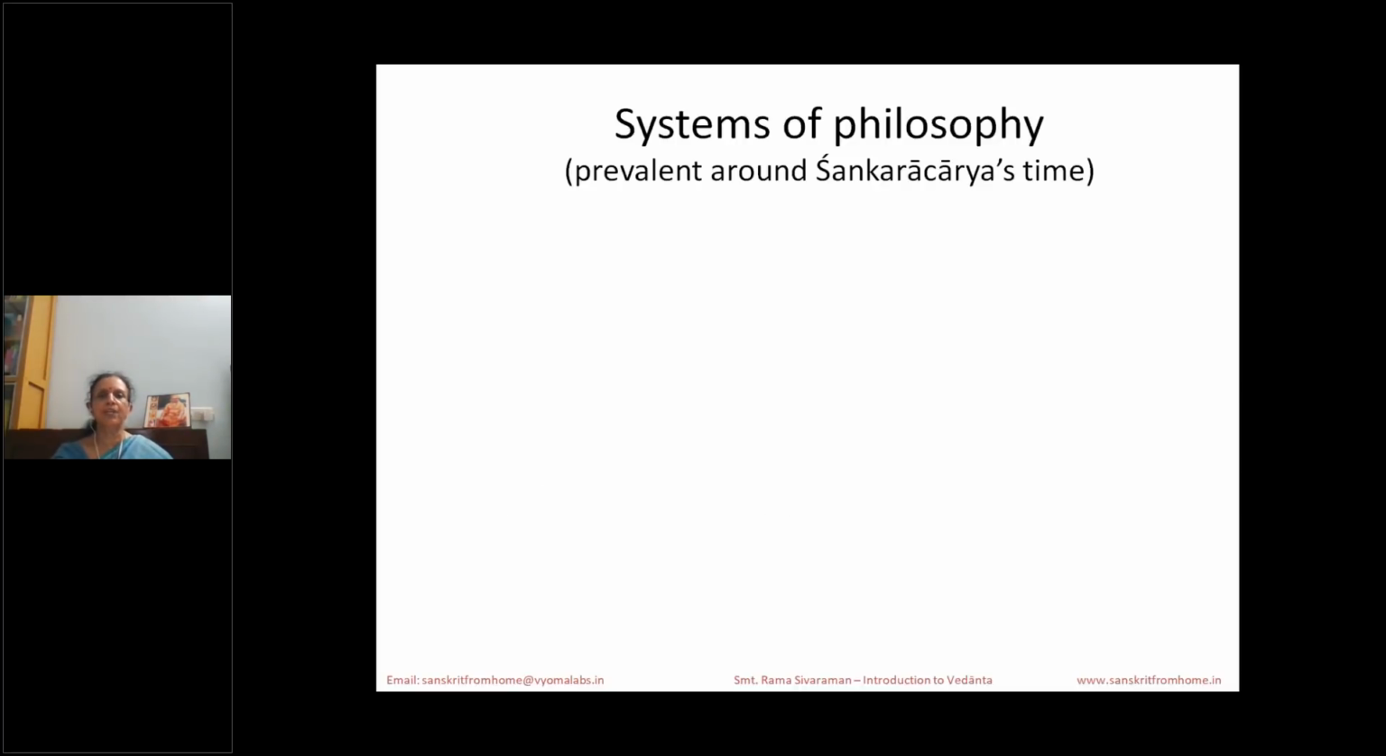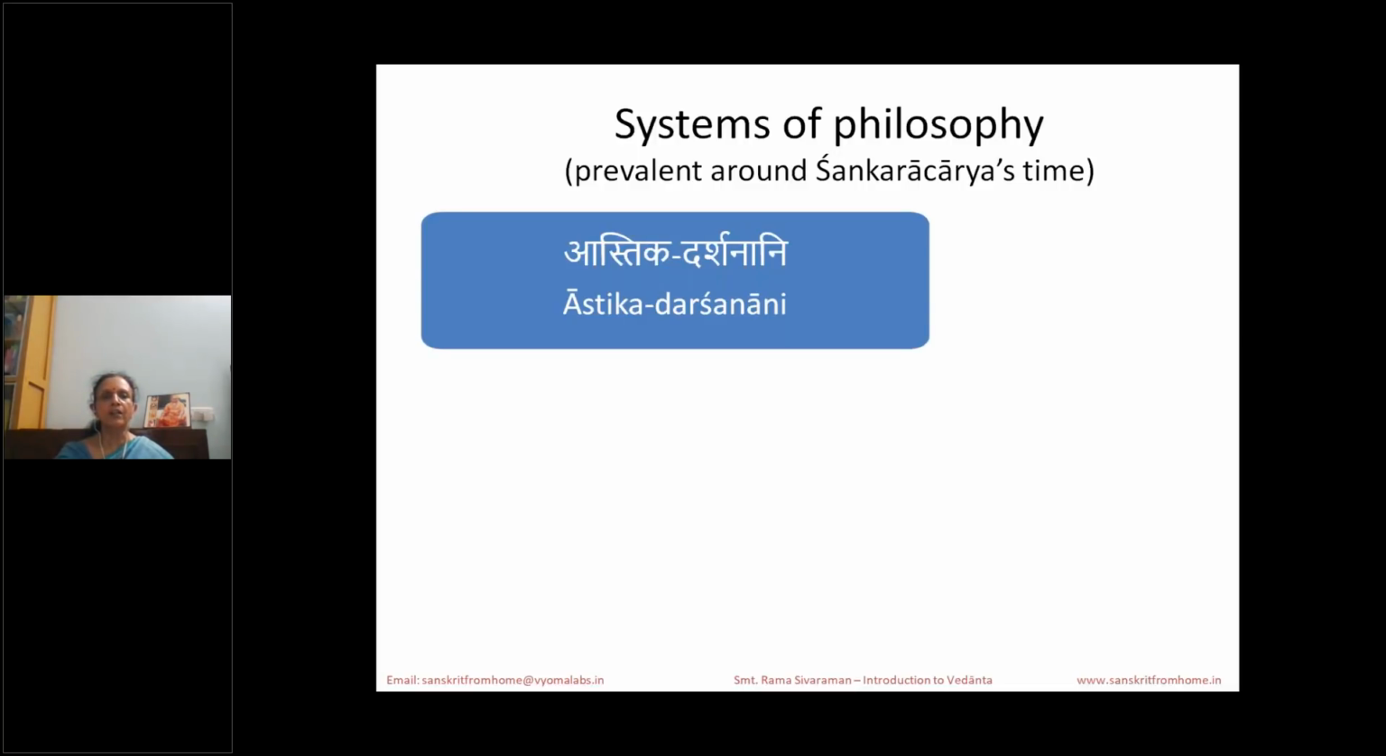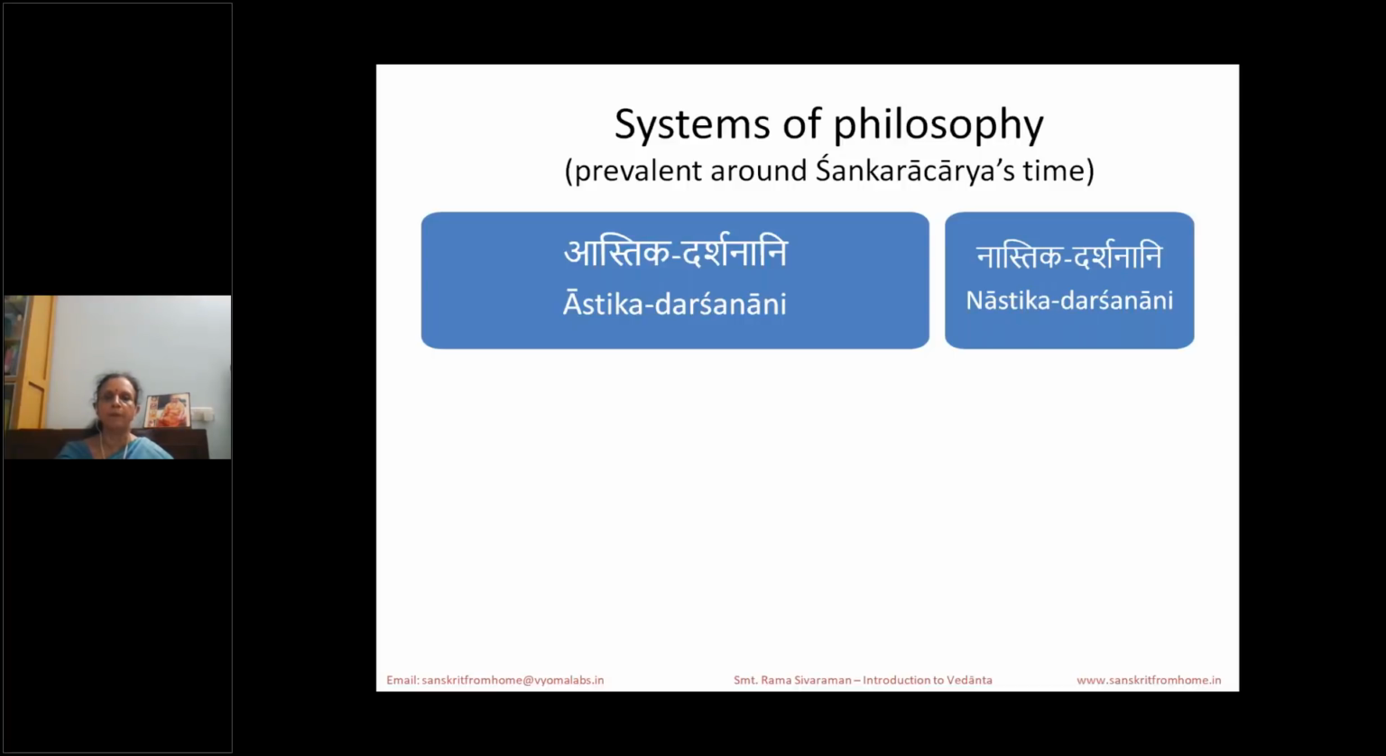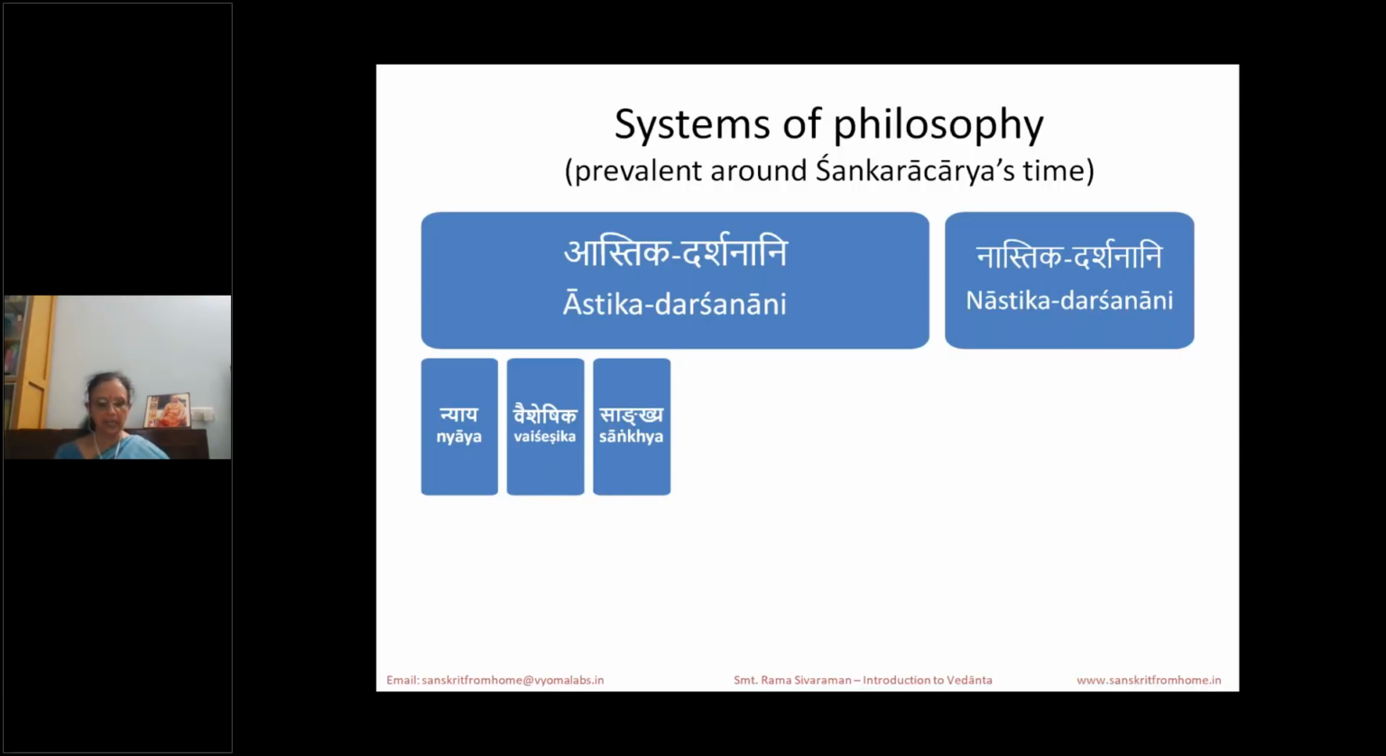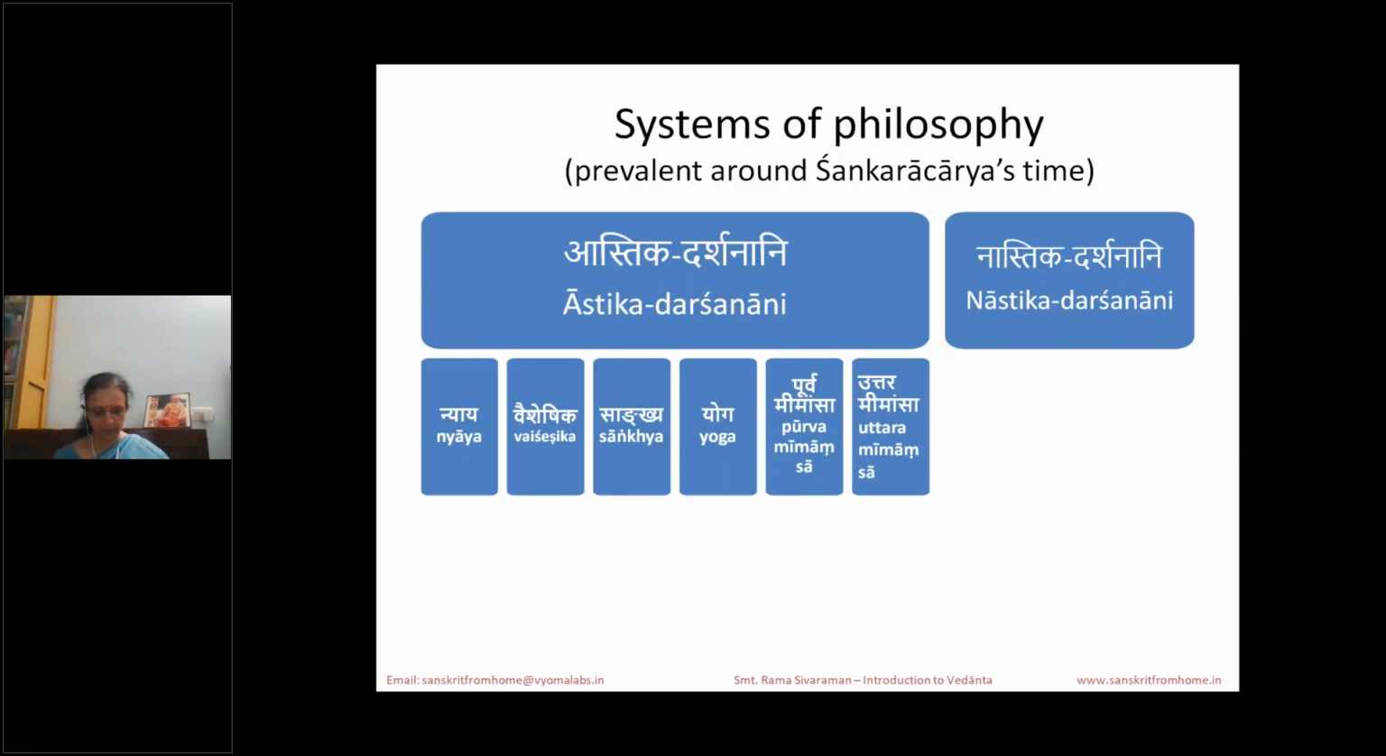So the systems of philosophies which were prevalent around Shankaracharya's time are what we call Astika Darshanani and Nastika Darshanani. This is basically around the time of Shankaracharya's life. There were about 6 Astika Darshanani and 6 Nastika Darshanani, very popular at that time, right? Darshanani, in Darshanam, indicates philosophy, right? So we had one called Nyaya, we had one called Vaisheshika, a third one called Sankhya, and then we had Yoga, and then we had Purva Mimamsa and Uttara Mimamsa, right?